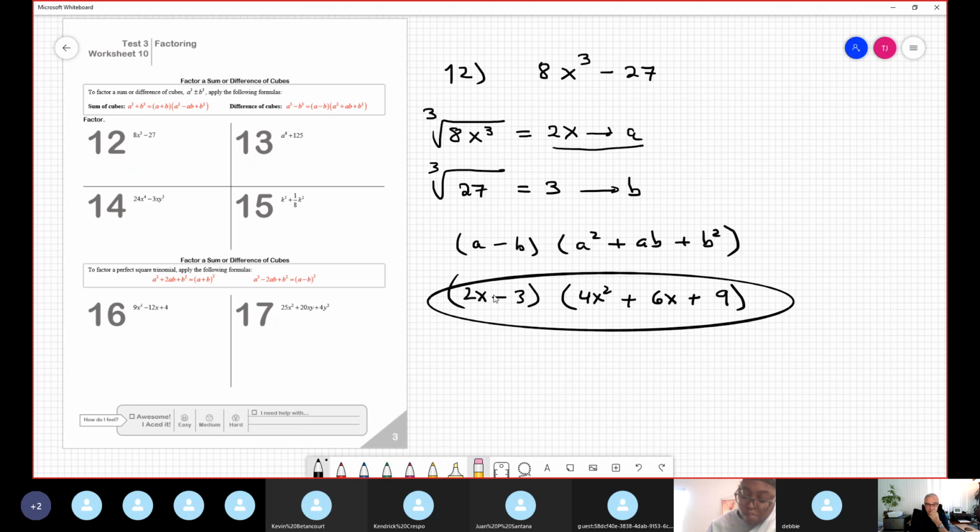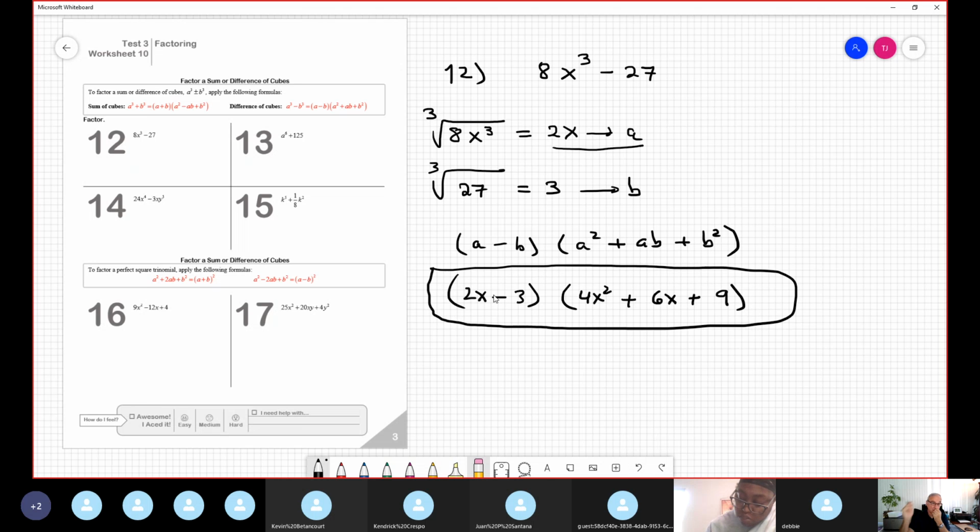Typical factorization of a difference of cubes. Difference of cubes. Okay, let me copy: parentheses 2x minus 3, parentheses 4x squared plus 6x plus 9. Super. Everyone follow me?